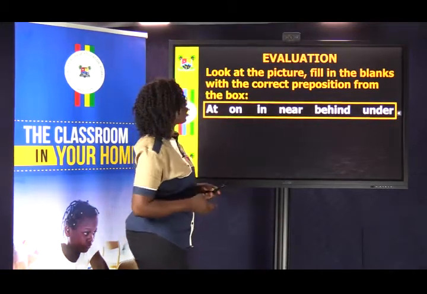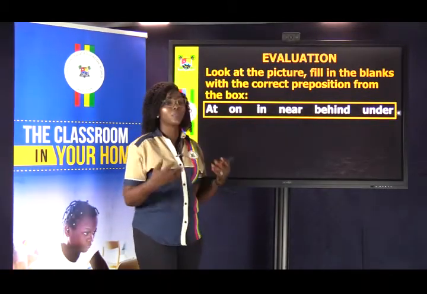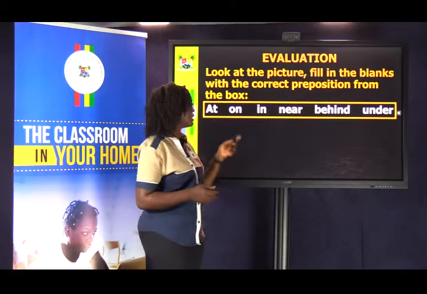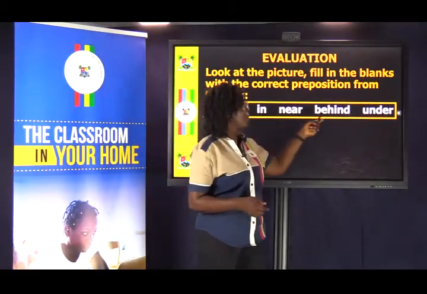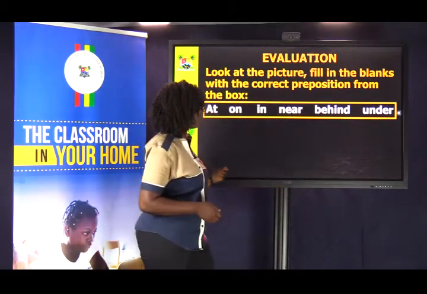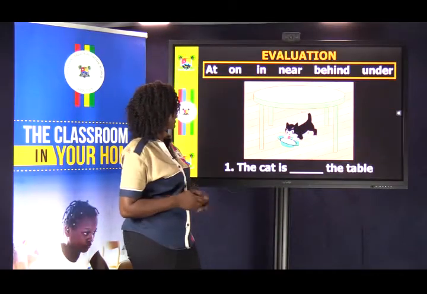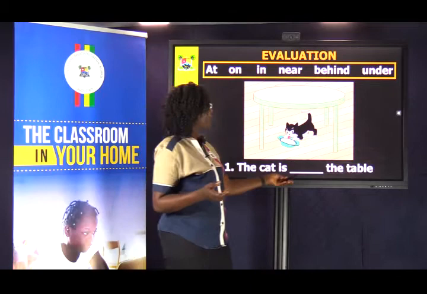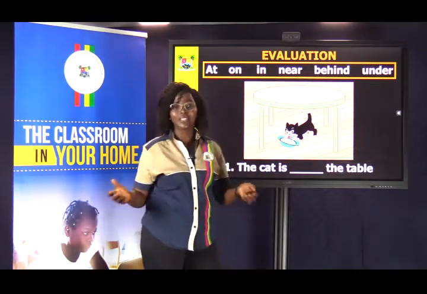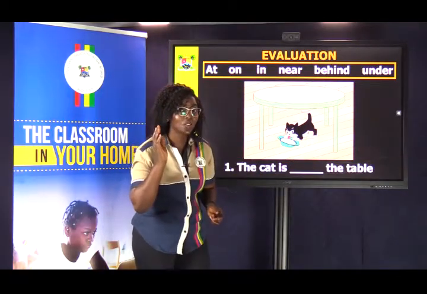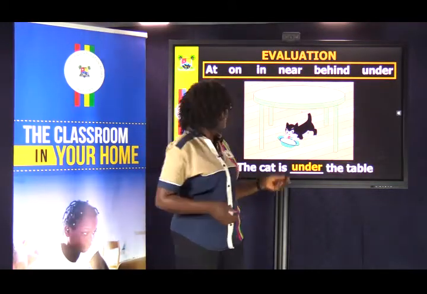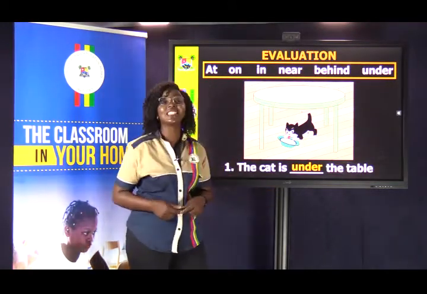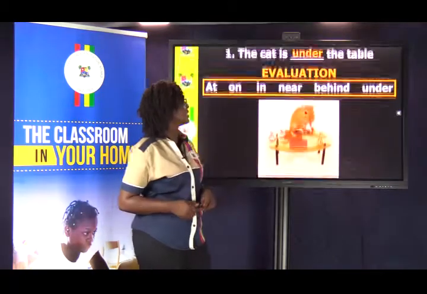So look at the picture and fill in the blank with the correct preposition from the box. Now, this is the box. We have at, on, in, near, behind, under. So look at this picture. The cat is dash the table. Look at the cat. Where is the cat, children? Under. You're correct. The cat is under the table.